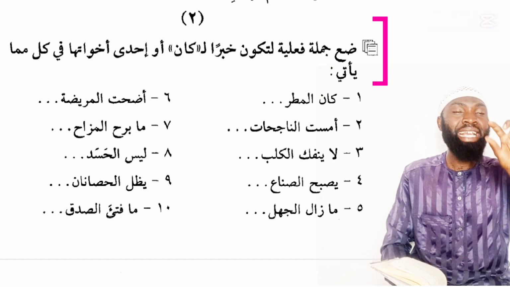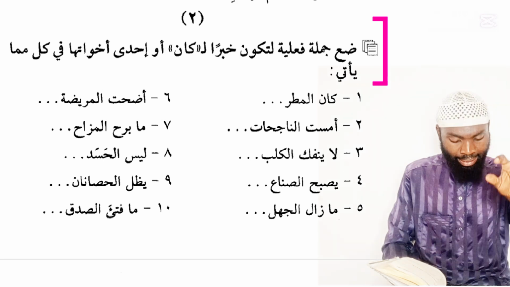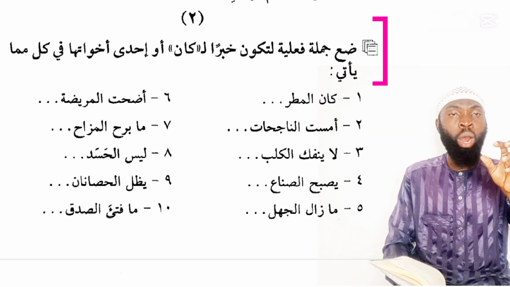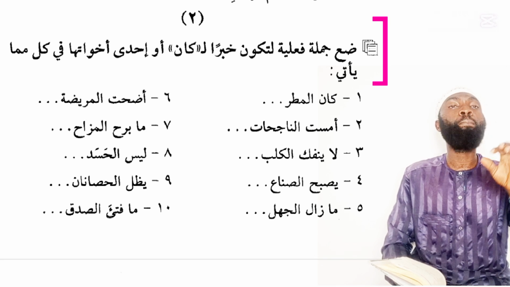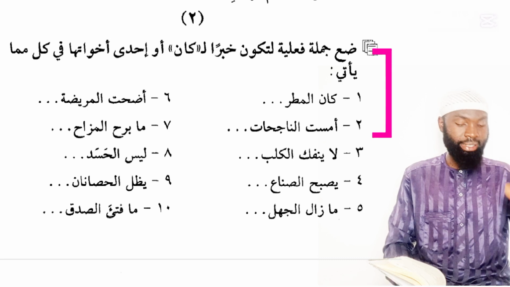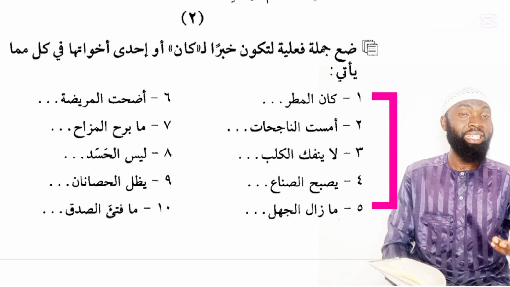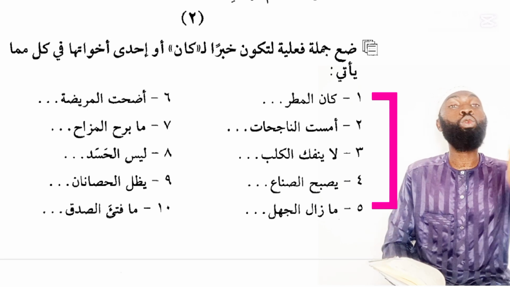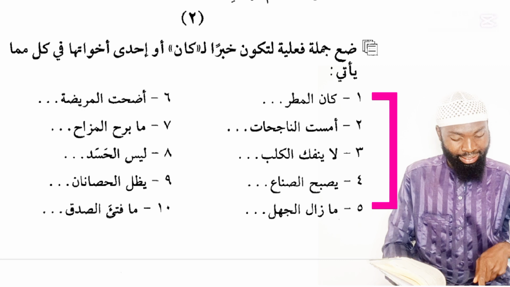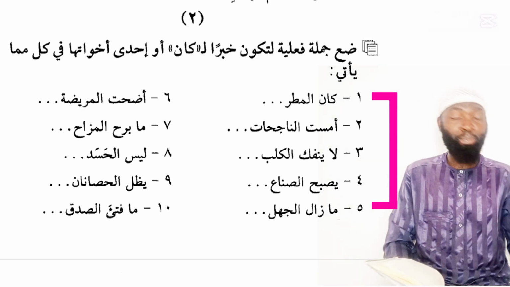You are to place a verbal sentence litakuna khabaron likana, to serve as predicate to the word kana, aw ihda akhawatiha, or one of the sisters of kana, fi kulli mimma yati, in the following statements. Just place a verbal sentence to complete the sentences. Here we have kana al-mataru, the rain was yahtilu bishidda, the rain was falling torrentially, severely. So you can see kana al-mataru, the word yahtilu bishidda, that is a jumlatun fa'iliyya, it completes the sentence.